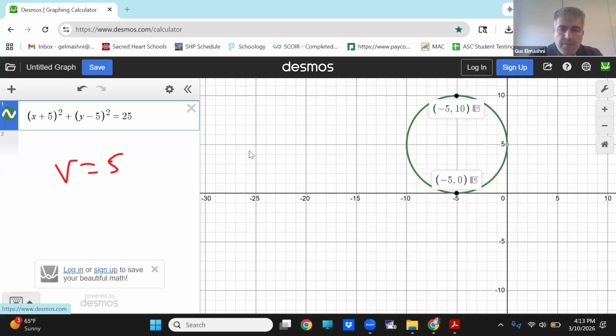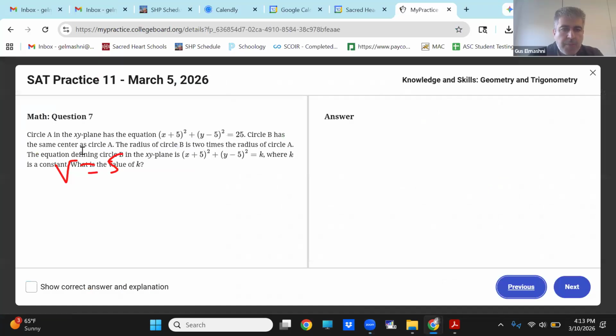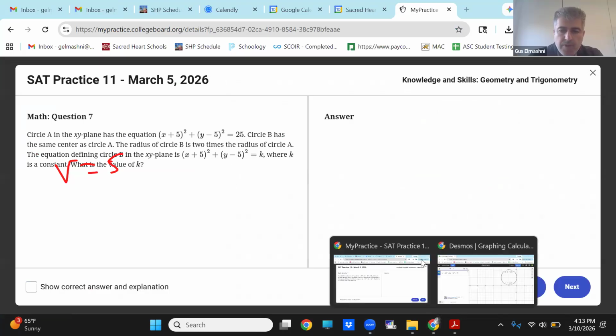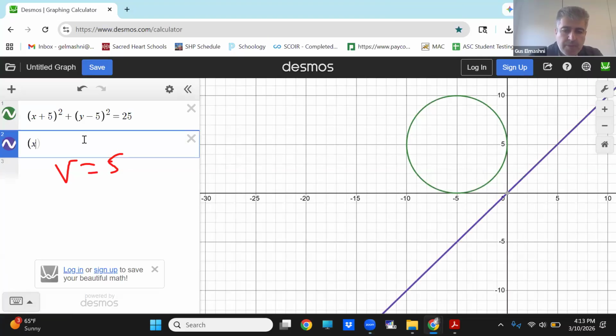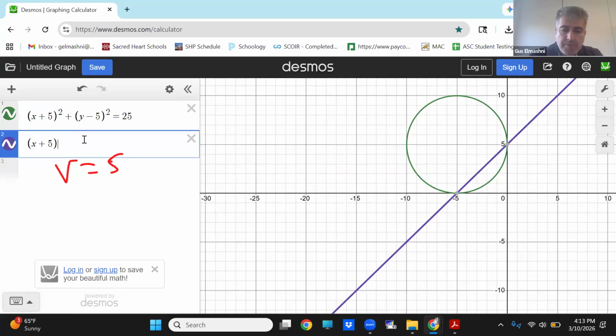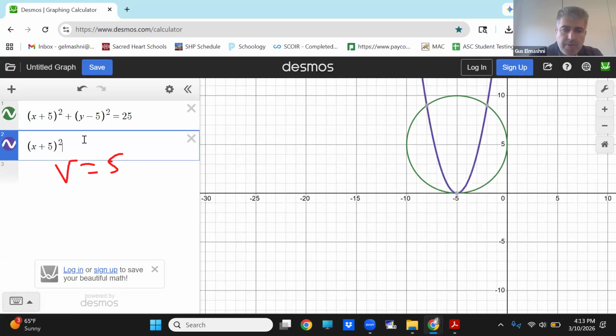Now going back to the question, circle B has the same center as circle A. Okay, fine. The radius is 2 times. So now the radius is going to be 10. So what is the value of K? So what you could do is type in that equation. Now, if you know the concept, then I think you would suspect that K is going to be 100 because you have to square it as part of the formula.